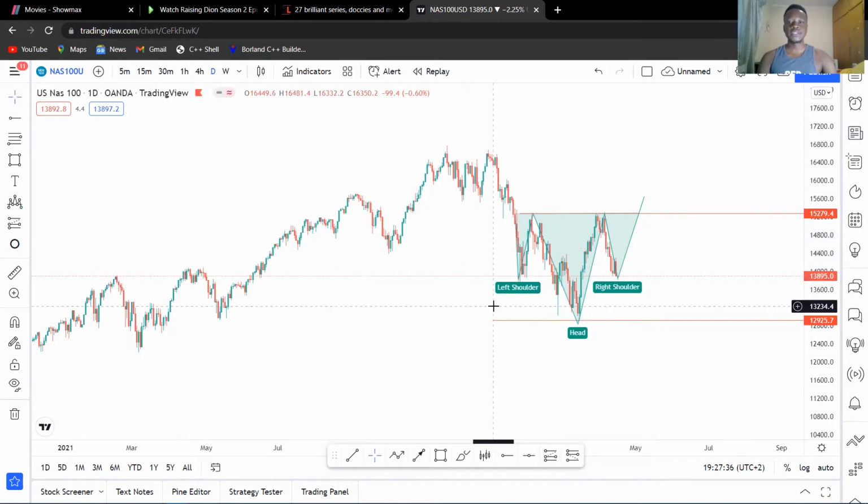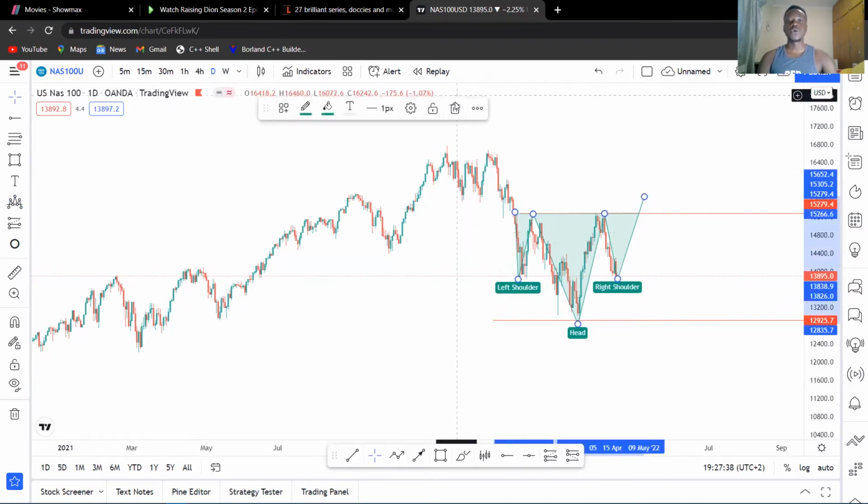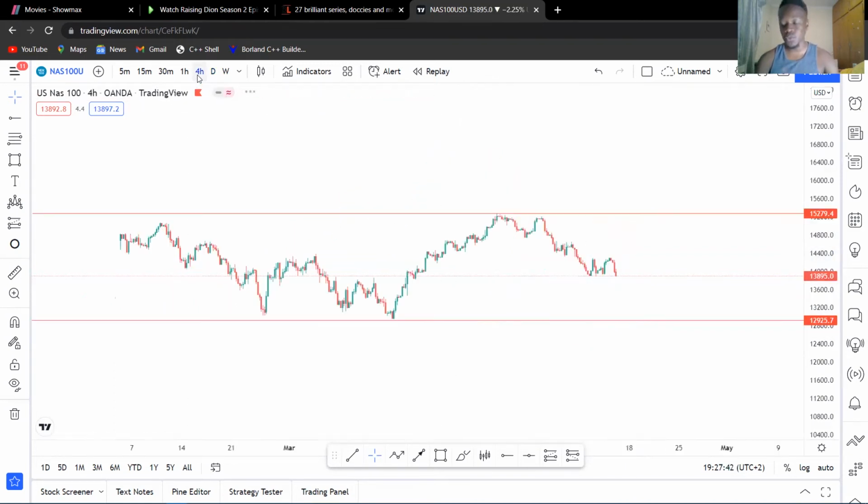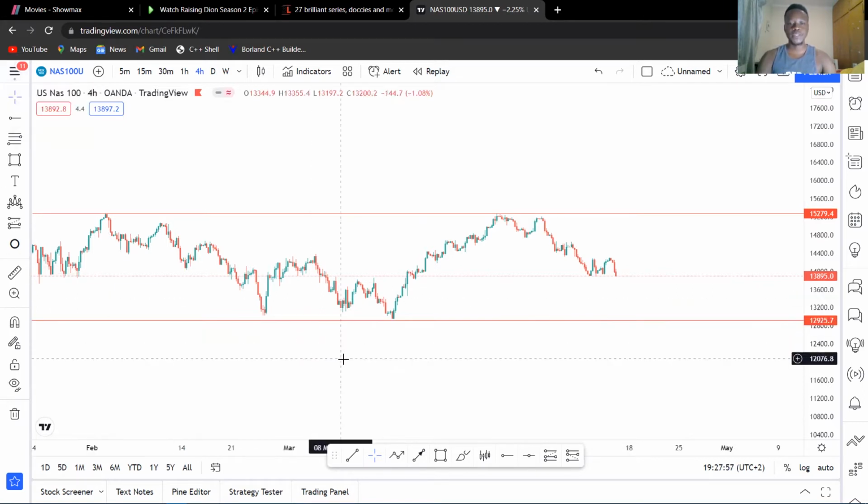Let's delete this and go to your H4 time frame. On the H4 time frame, that's where our analysis is basically going to start. That's where we're going to mark our support and resistance, or our point of confluence. By point of confluence, I mean the market is more likely to reverse when it gets to that certain zone or position.